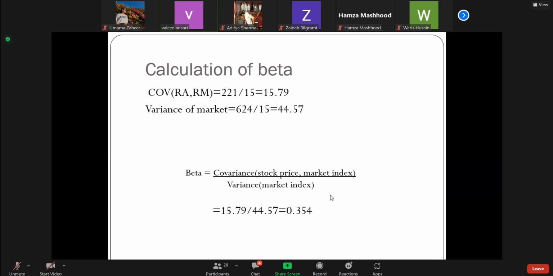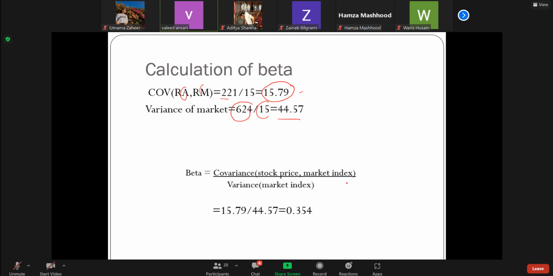Now let us go further. So covariance is nothing but the covariance of security A with M. 15 observations are there, so we divide by this and get 15.97. This is for the numerator. And the variance of the market, 26 divided by the number of observations, we get 44.57. Same thing we have done here.